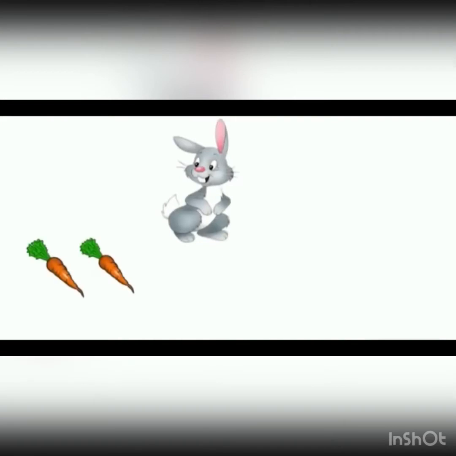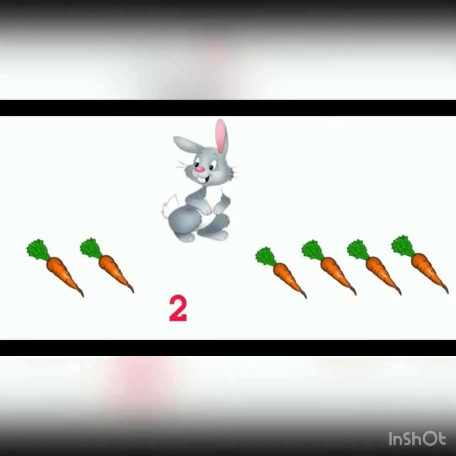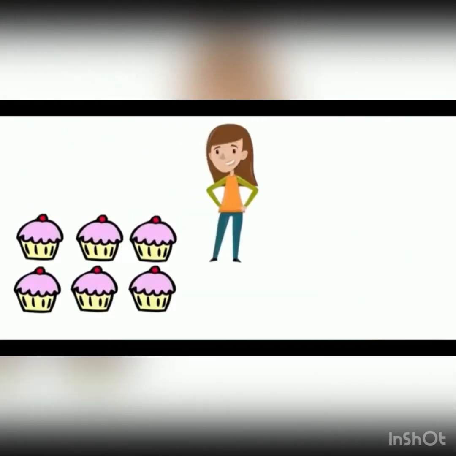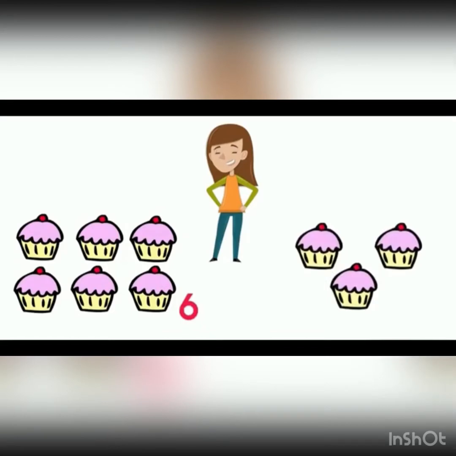See kids, there are two carrots and on right side there are 4 carrots. So 4 is greater than 2. Now count 1, 2, 3, 4, 5, 6. There are 6 cupcakes. And on right side there are 1, 2, 3, 4 cupcakes. So 6 here is greater than 4.